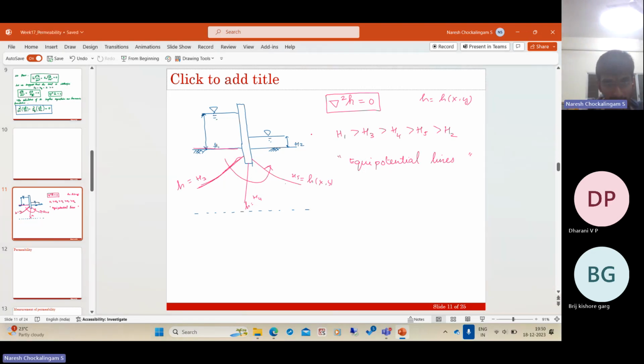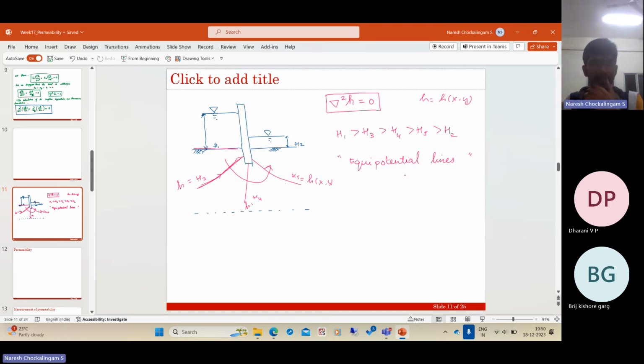Along that line, the head is constant. So what does it mean? Can there be any flow along this line? No, because flow requires some loss in head. Flow through a permeable medium requires some loss in head. If you have to force water through soil particles, you need to do some work. Without that, flow cannot happen. So along an equipotential line, flow is zero. That is one idea.